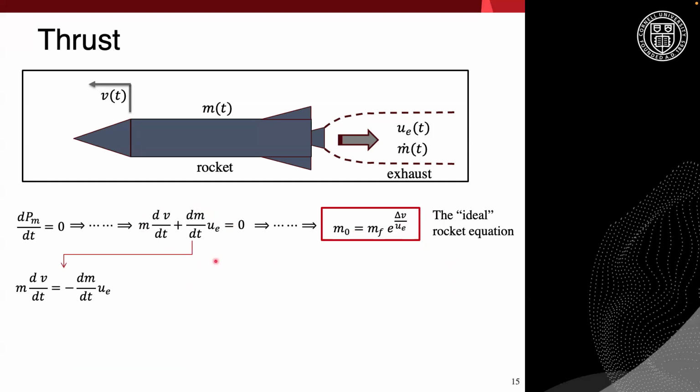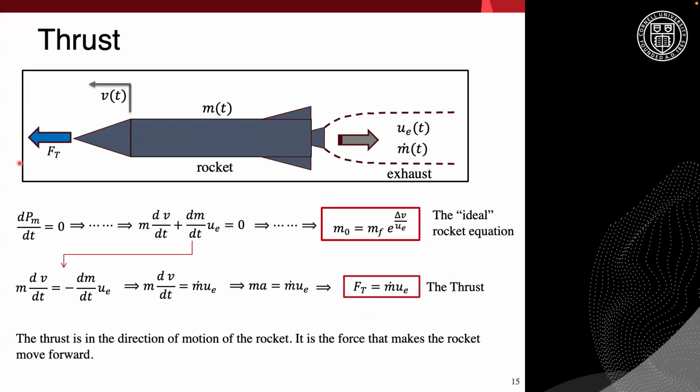So we can write from here that m dv/dt is equal to minus dm/dt times ue. And as we showed earlier, minus dm/dt is just the mass flow rate. So we can write m dv/dt is equal to m dot ue. And dv/dt is just the acceleration. So we have the mass of the rocket times the acceleration of the rocket equal to the mass flow rate times ue. And ma is just a force. So F_T is equal to m dot times ue. And this force is called the thrust.